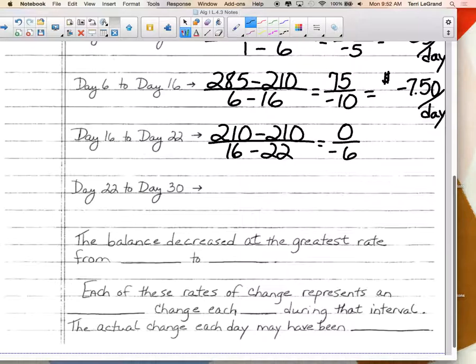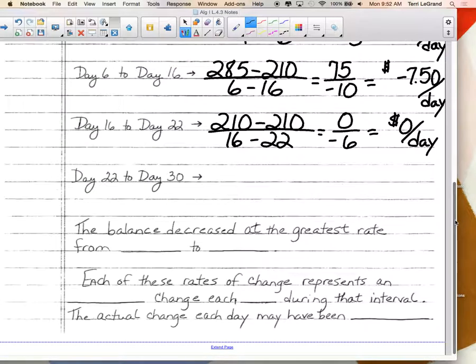0 divided by negative 6. So what is that? 0. $0 per day. Or in other words, on the average, there was no change over that time interval. Doesn't mean that there wasn't. It just means that on the average, it averages out to the bank balance staying the same. Okay, and then day 22 to day 30. Go ahead and finish that one up.